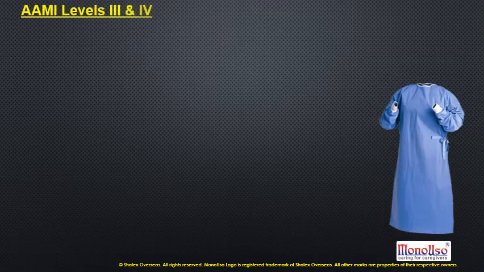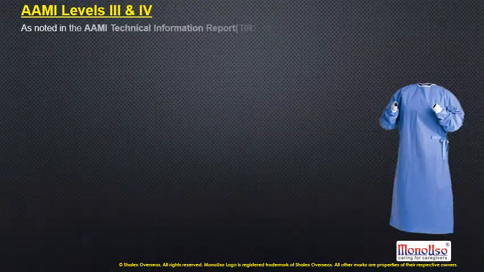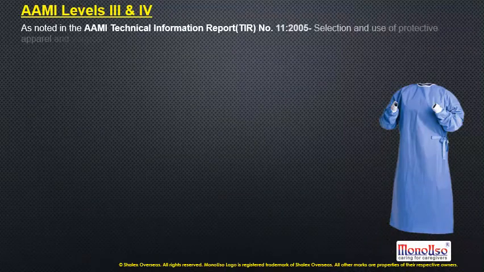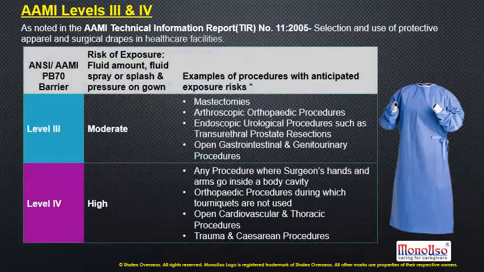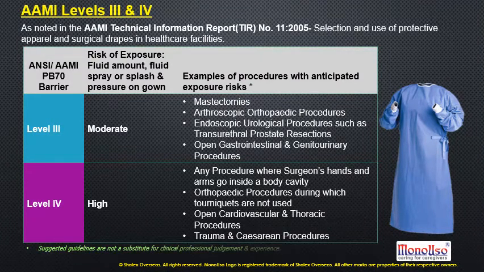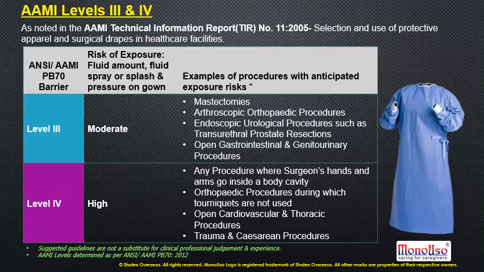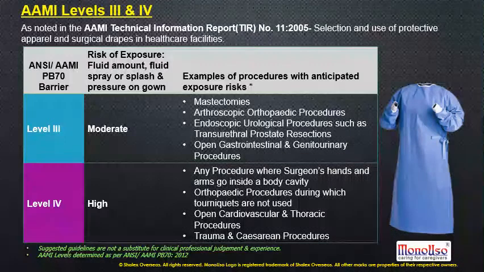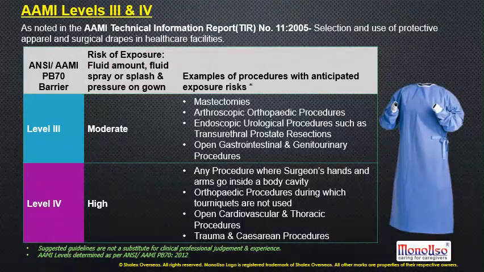AAMI levels 3 and 4. Level 3 is recommended for moderate risk procedures, for example, endoscopic urological procedures such as TURP, arthroscopic orthopedic procedures, open gastrointestinal and genitourinary surgeries. And finally, level 4 is recommended for procedures with high risk, such as any surgery where surgeon's hands or arms go inside any body cavity of patient, complex orthopedic procedures such as joint replacement surgeries, open cardiothoracic procedures, trauma, and cesarean procedures.